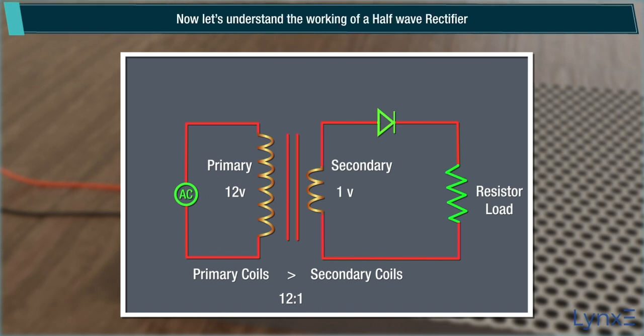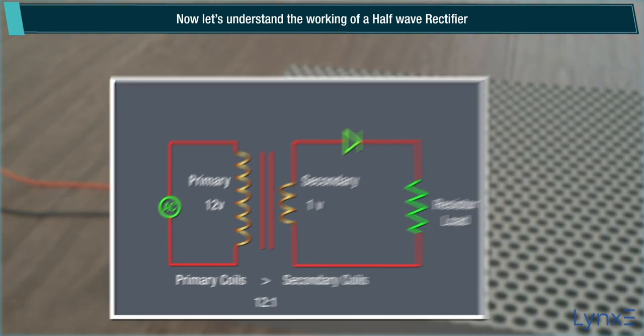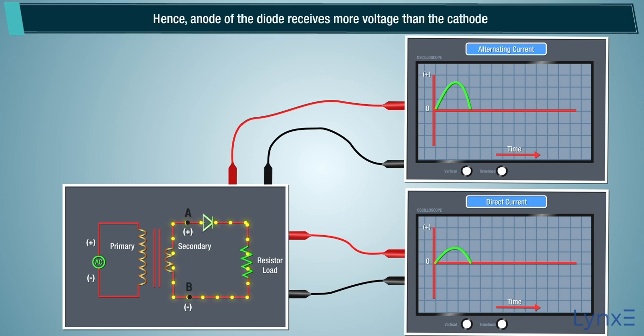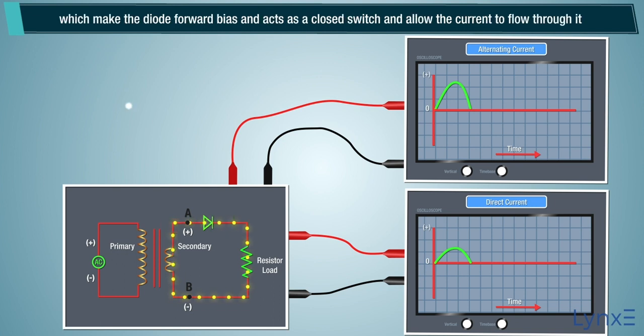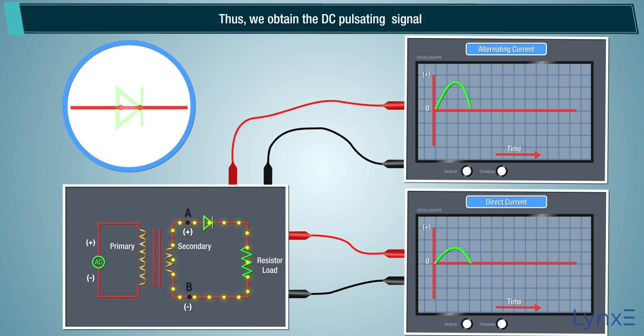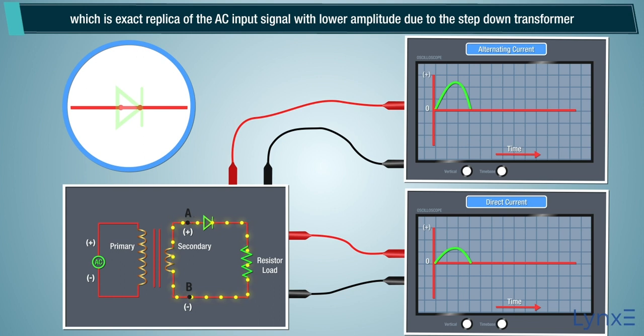Now, let's understand the working of a half-wave rectifier. During the positive half of the input signal, point A is at higher potential than B. Hence, the anode of the diode receives more voltage than the cathode, which makes the diode forward biased, and it acts as a closed switch and allows the current to flow through it. Thus, we obtain the DC pulsating signal, which is an exact replica of the AC input signal, with lower amplitude, due to the step-down transformer.